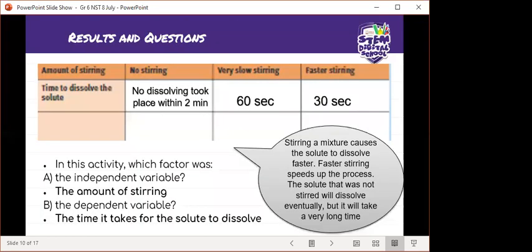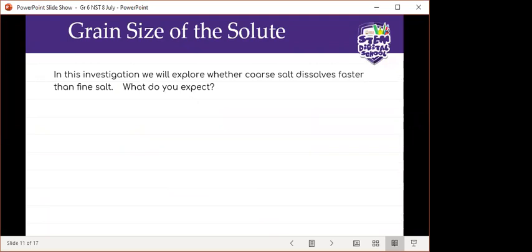Right. So then, guys, the next factor that we will be looking at is the grain size of the solute. So far, we have looked at how the temperature of a mixture affects the rate of dissolving. We have also looked at how stirring or shaking a mixture affects the rate of dissolving, right? And now we are going to look at how the grain size of a solute affects the rate of dissolving, or the rate of dissolution. In this investigation, we will explore whether coarse salt dissolves faster than fine salt. What do you guys expect? Which one do you think will dissolve faster, the coarse salt or the fine salt?